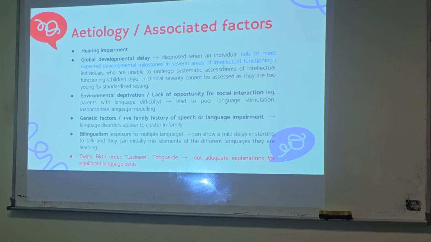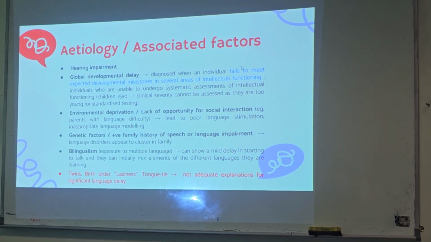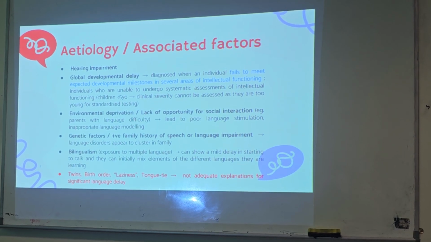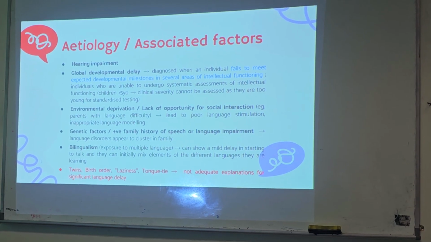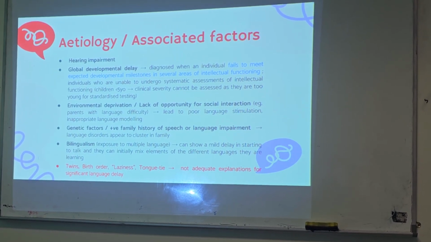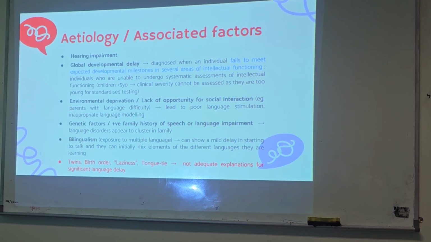So we will just actually look at what are the etiological factors or even associated factors of a speech and language delay. So the first thing when we look at a child with speech and language delay, the first thing that we have to assess is whether or not they have this hearing impairment. Because without hearing, they will not be able to develop speech and also language.